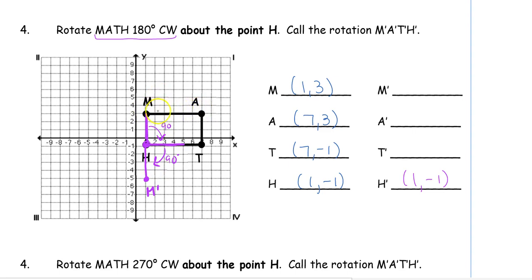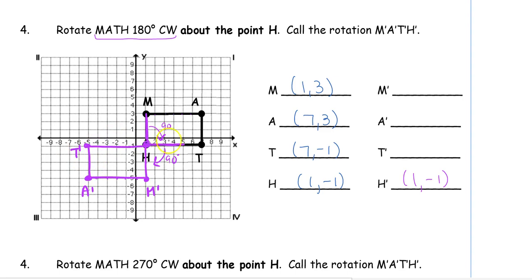MA is going left, right. If I went 90, it would be going up, down. 90 more, now we're going back left, right, the other direction. And again, that's 1, 2, 3, 4, 5, 6. Here's the image of A. And then up, down goes left. If we went 90, just like MH, we would now be going side to side. Now we're going up, down again. That puts us our image of T here and back to the beginning.